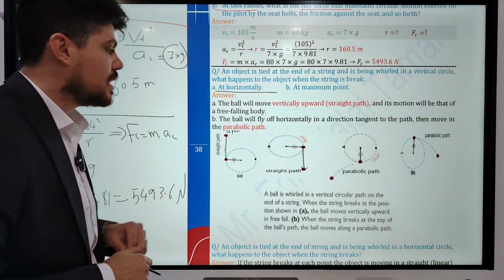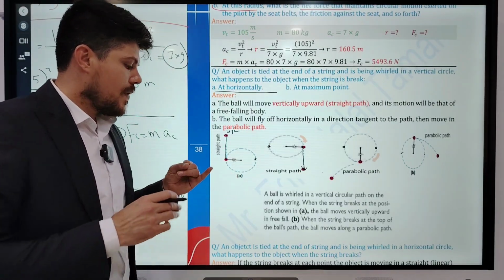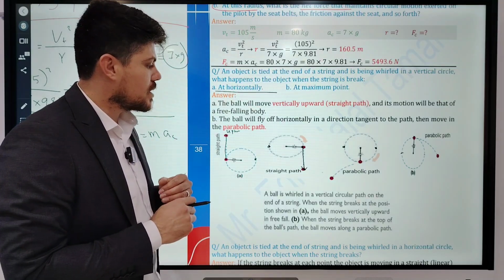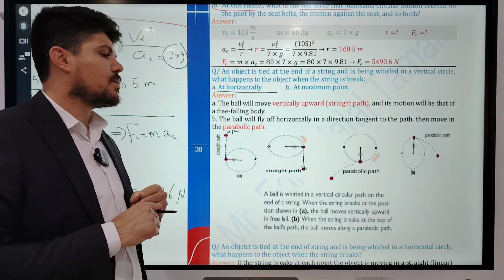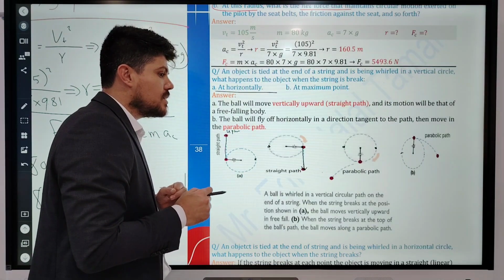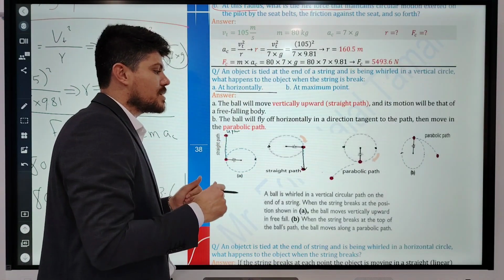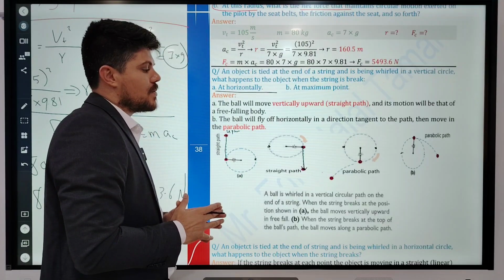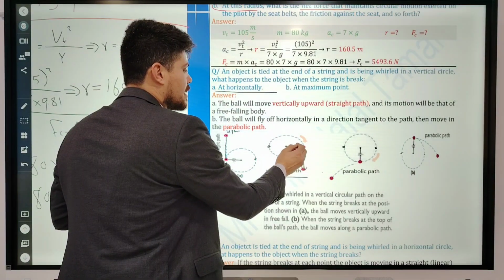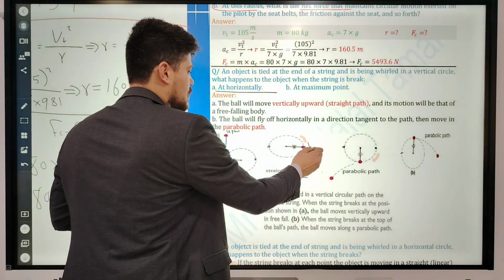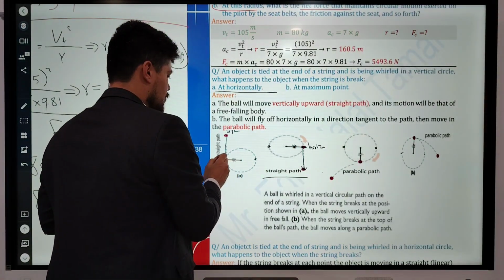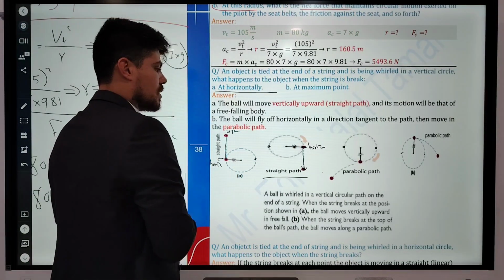a straight path. So let me ask you a question. When does the ball fly off or move in a straight path? When the string breaks at vertical or at horizontal? The answer is when the string breaks at horizontal. When does the ball follow the straight path? When the string breaks at horizontal. This point is horizontal.